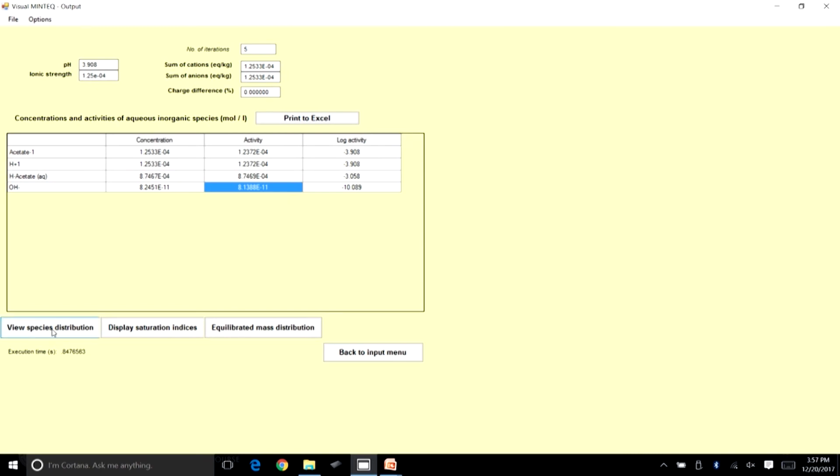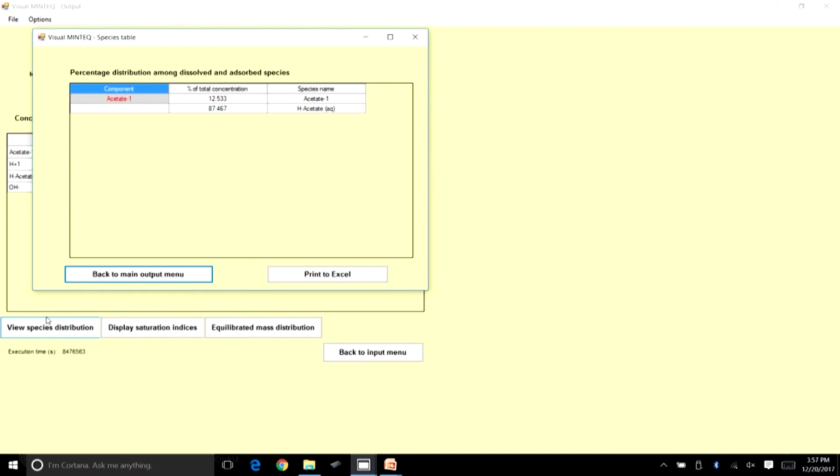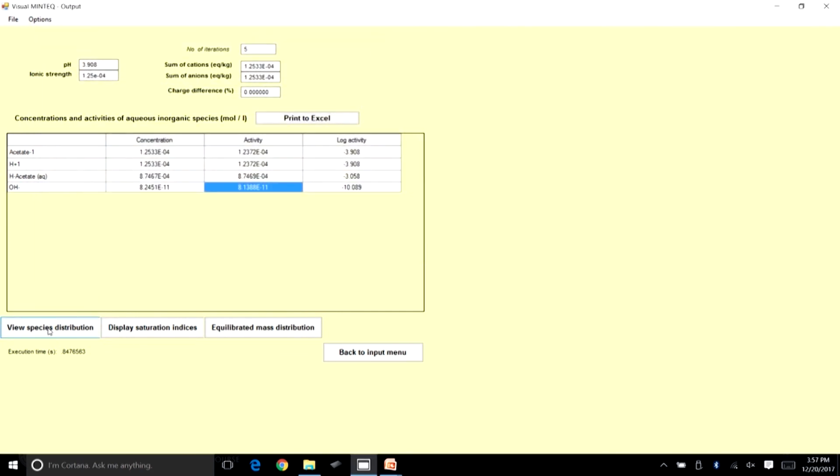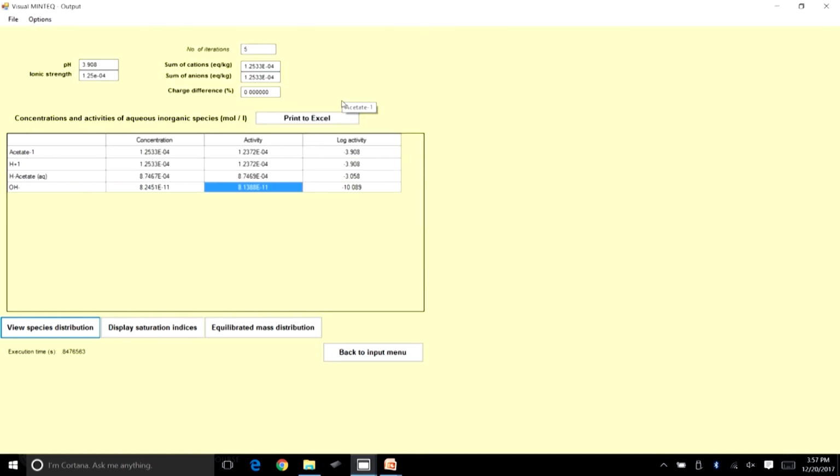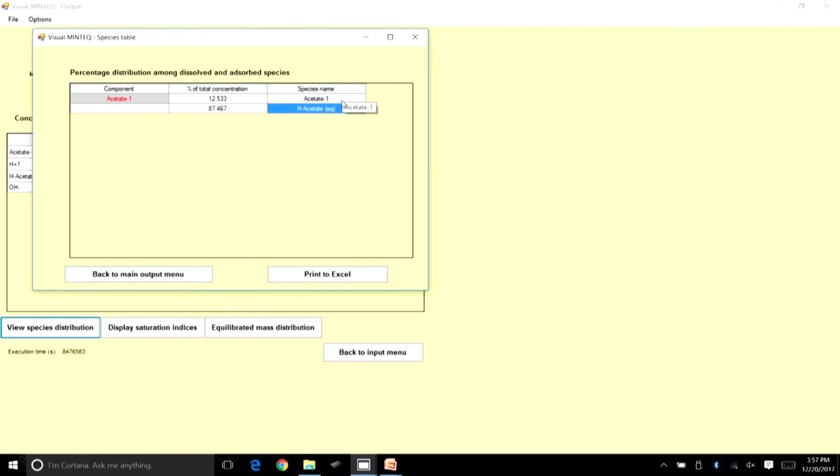Let me also look at view species distribution. This is the tab here. What does that give me an idea about? I want to look at in which form acetate is going to be. It tells me that only 12% of the total acetate is going to be as AC minus and 87% of the acetate is going to be in the form of HAC. So this is what we understand too. And let us look at what we have there.